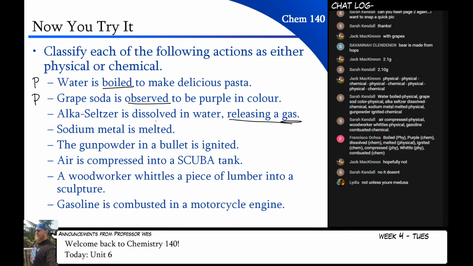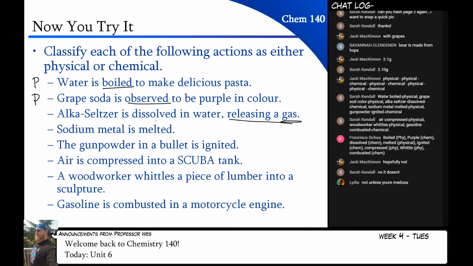So with Alka-Seltzer, if we try and recover the stuff, we can't because the CO2 has escaped. You would get something different out if you boiled away that water. But if you dissolve salt in water, you would be able to recover that. That would be very easy to do. So we can't really use the word dissolve because all dissolve does is change its state. But releasing a gas is a much better tell.